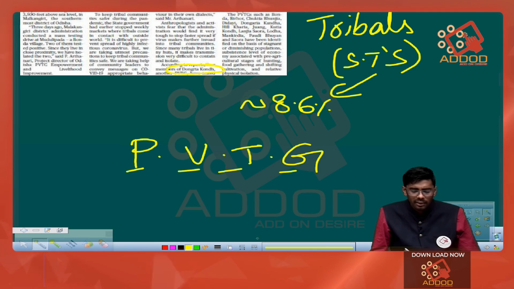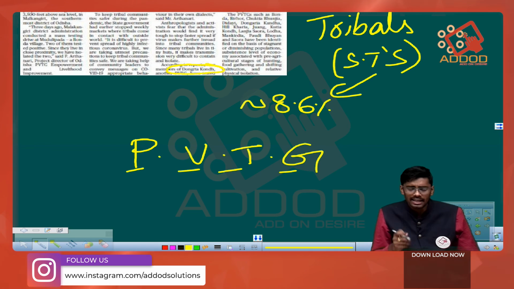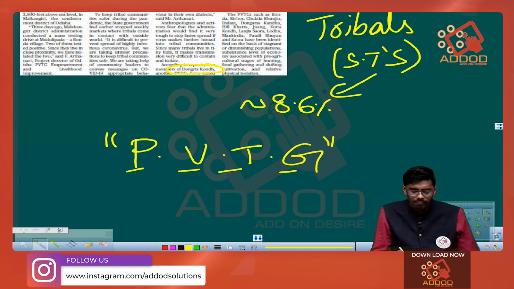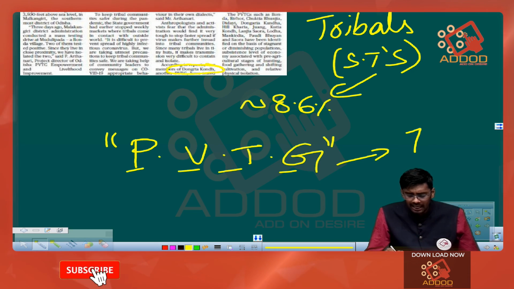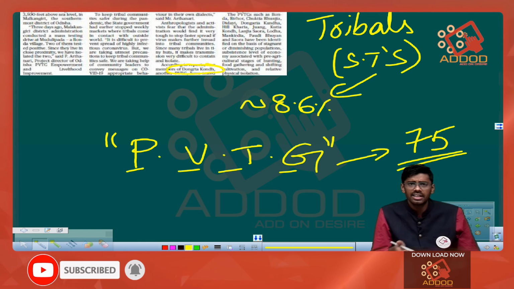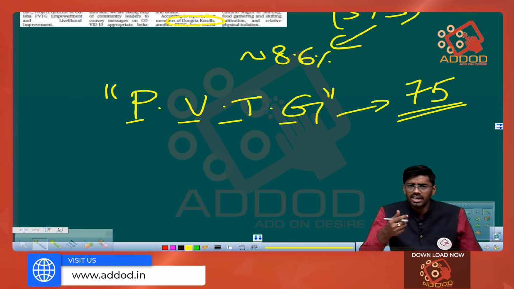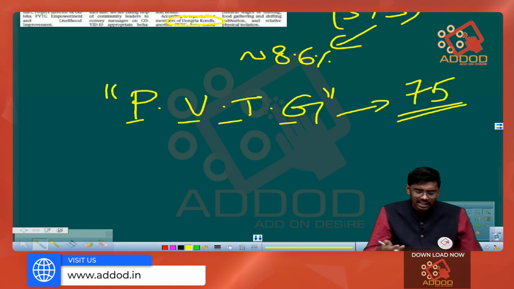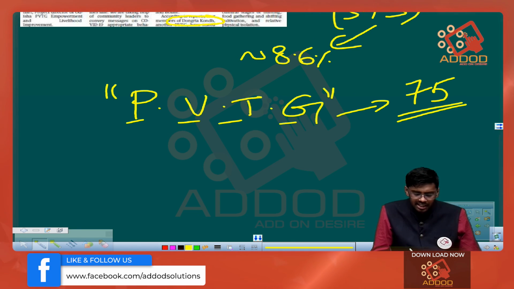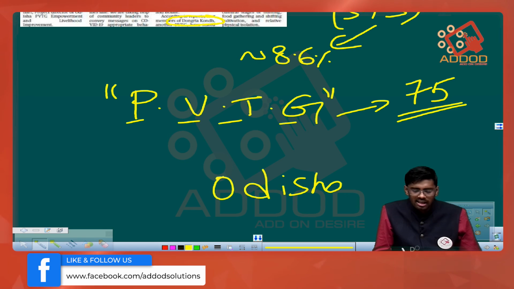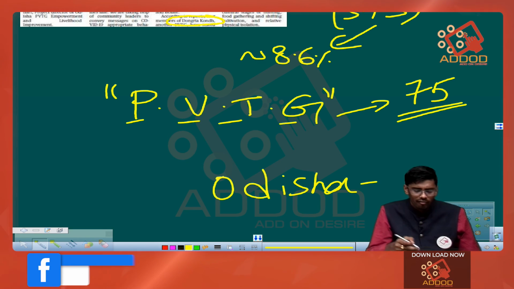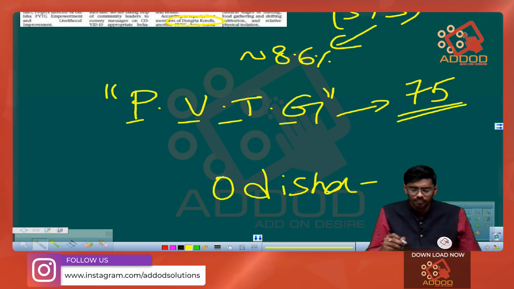particularly vulnerable tribal groups. So how many tribal groups are categorized as PVTGs? There are 75 tribes which are categorized in this regard. And which state has the highest number of tribes categorized as PVTGs? The state of Odisha has the highest number of tribes from the PVTGs.